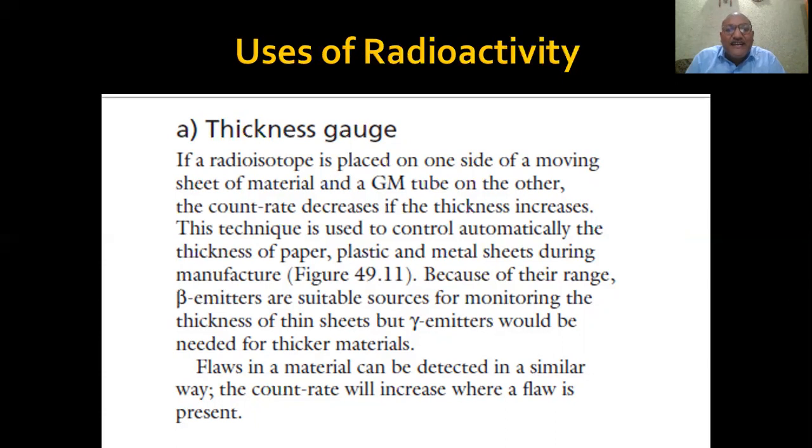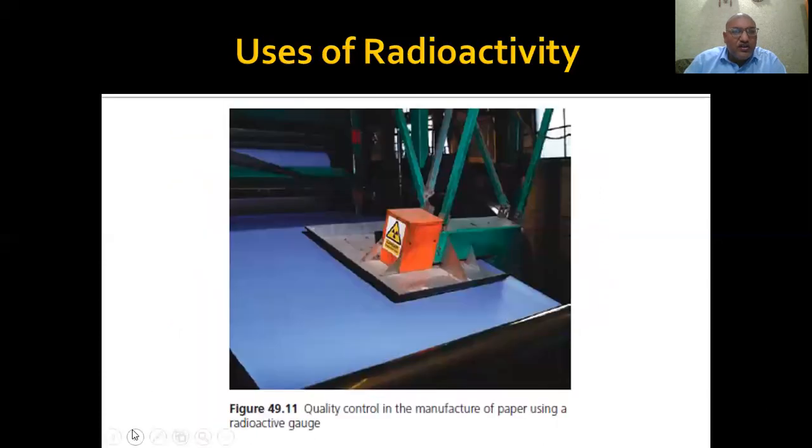Flaws in a material can be detected in a similar way. The count rate will increase where a flaw is present. Flaw means a crack, or a place where the sheet is very thick. So that's another use of radioactivity. Let's move to the next use.